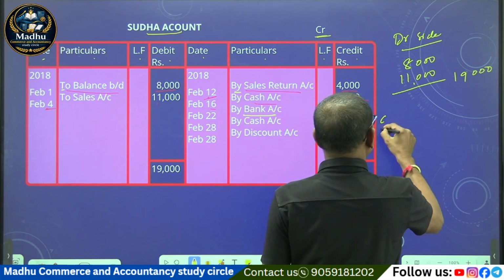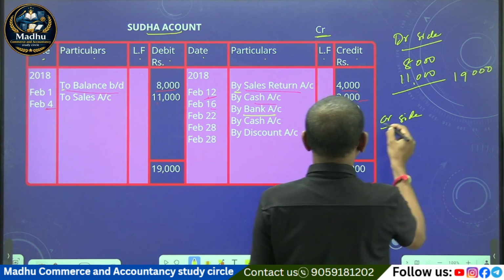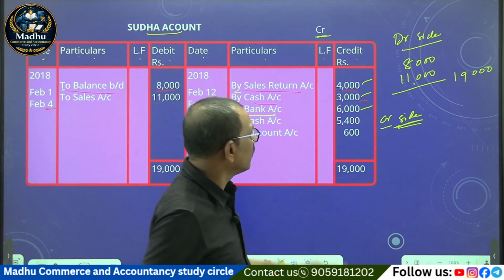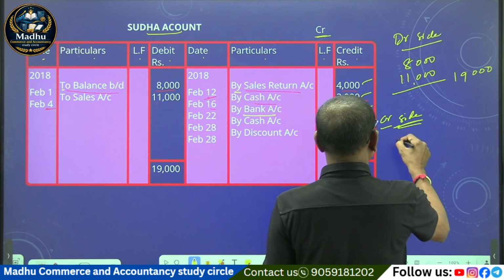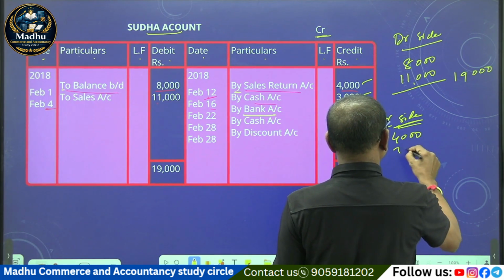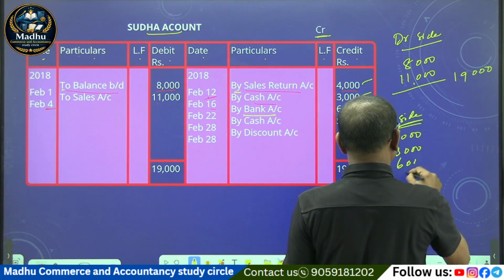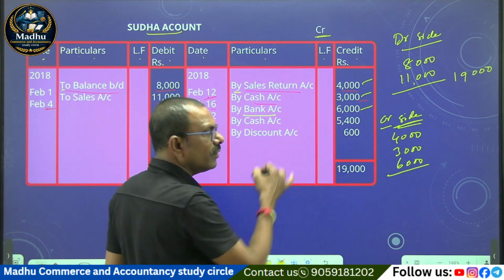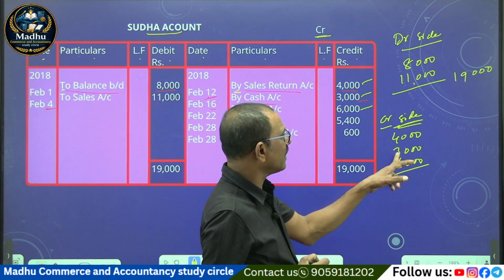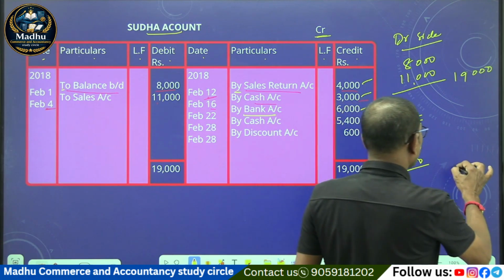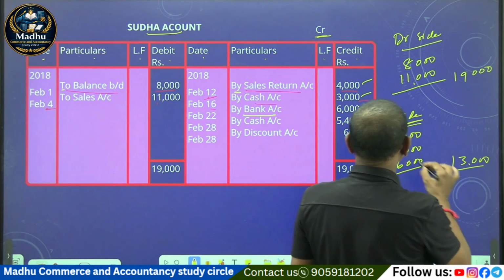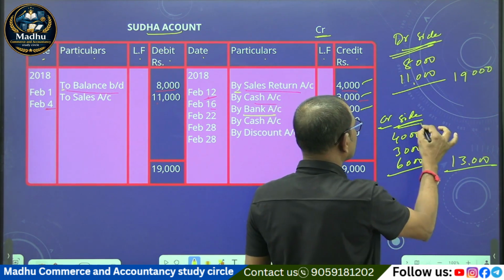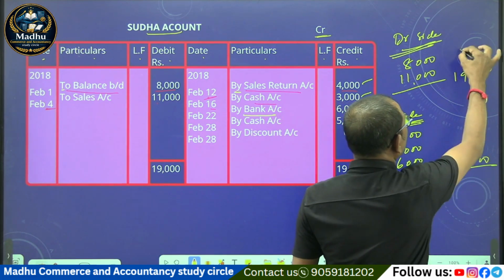Now on the credit side, whatever we recorded, those 3 items only we have to take. 1, 2, 3. So here 4,000, next 3,000, next 6,000. Only these items we recorded. The settlement amount we have to do later. So 4 plus 3 is 7, 7 plus 6 is 13. Total 13,000. So the debit side total is 19,000 and the credit side total is 13,000. Which is the greater figure? 19,000.